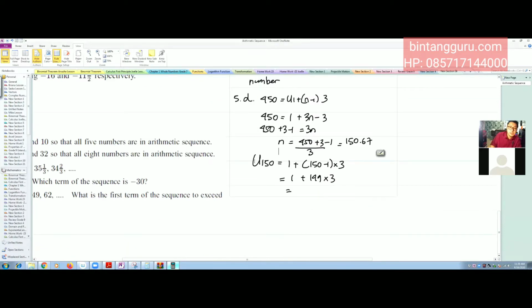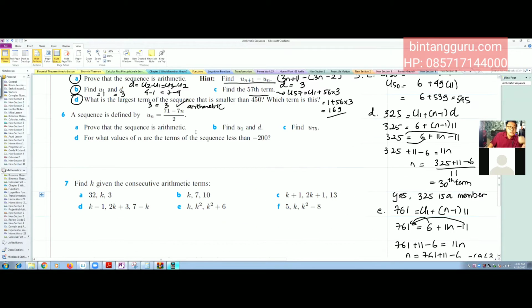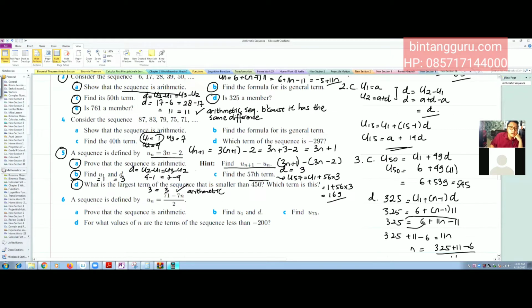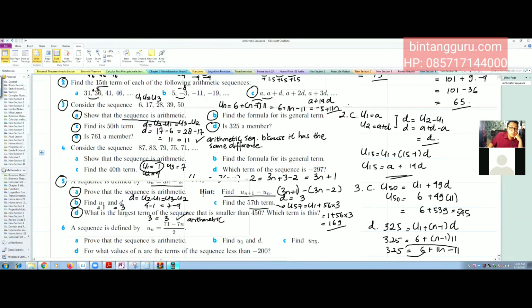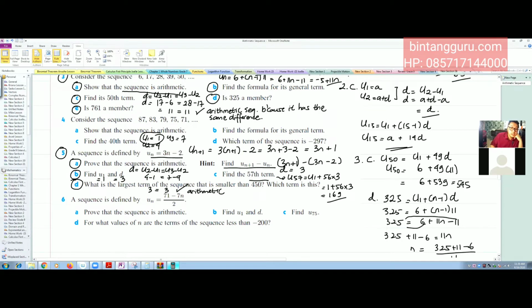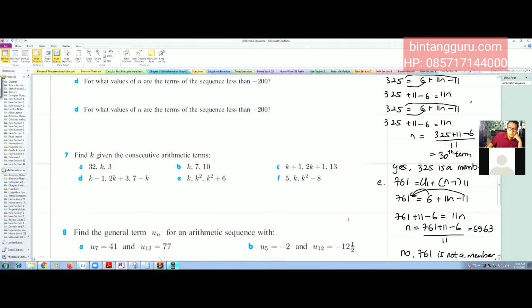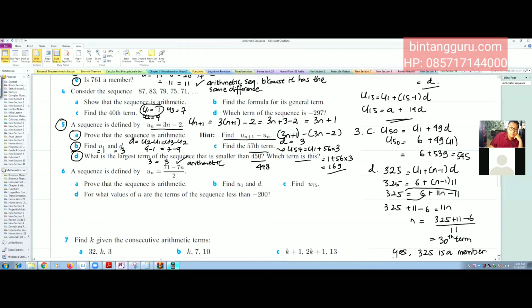Four, four, seven. So this is 448. Okay, so the answer is 448. Which one? D. So D is 448. So this is U150. Yeah, 150 term.